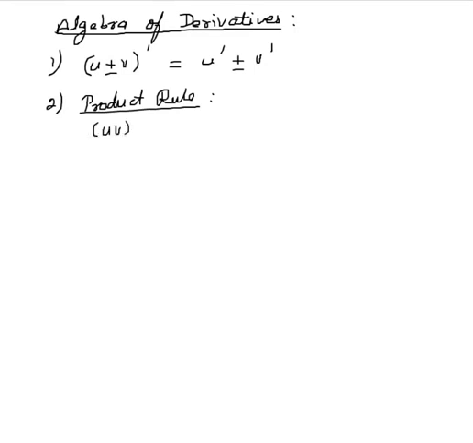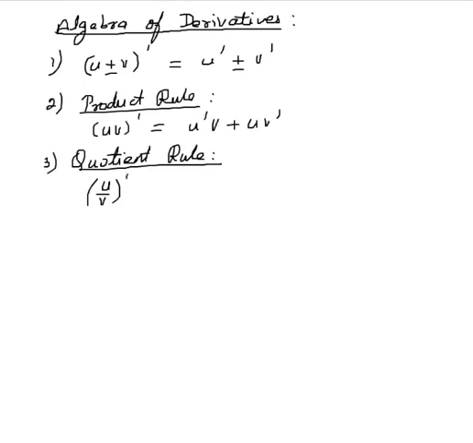Second one, product rule. If you have product of two functions, to find the derivative of the product, the formula is u dash v plus u v dash. These formulae can be derived using first principle method. Then we have quotient rule. U divided by v the whole dashed is equal to u dash v minus u v dashed over v square.